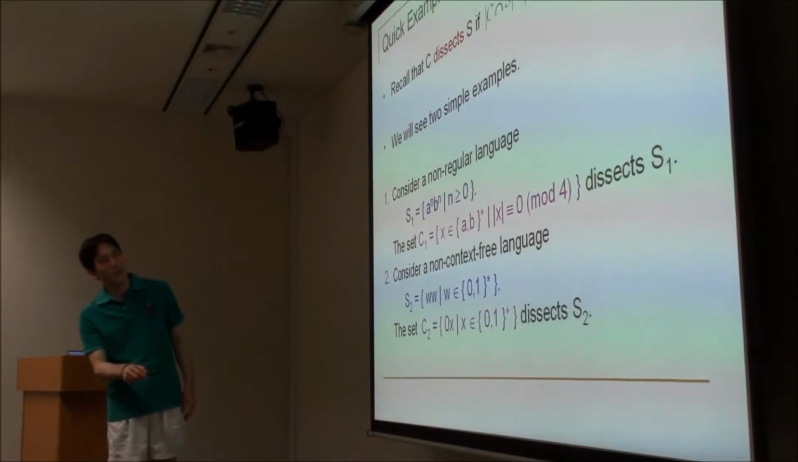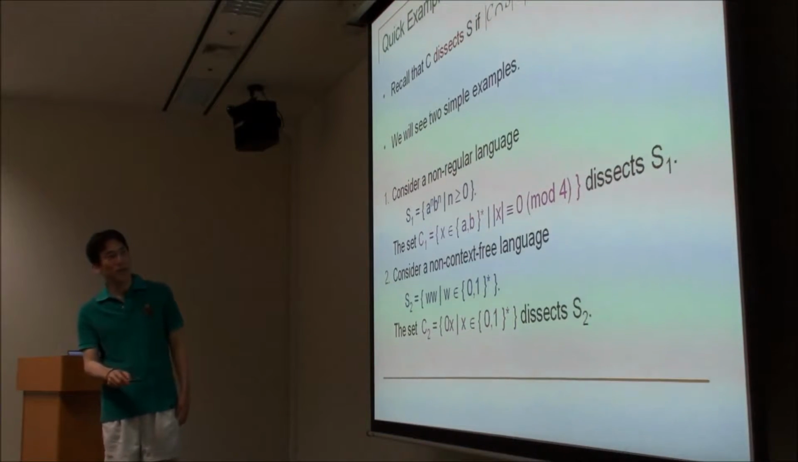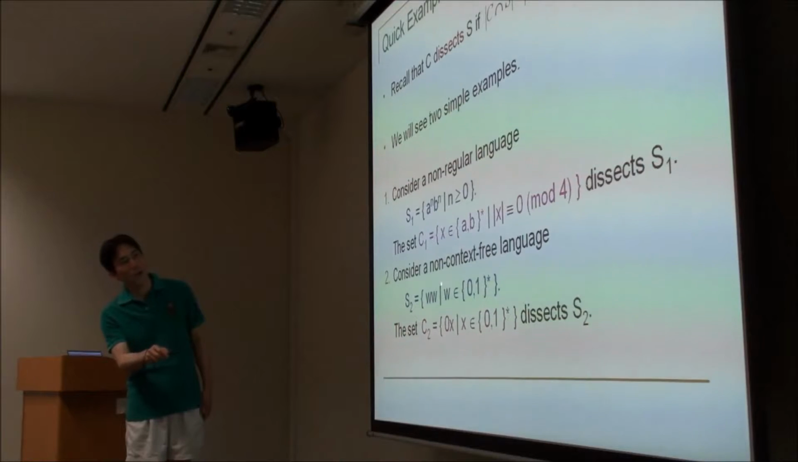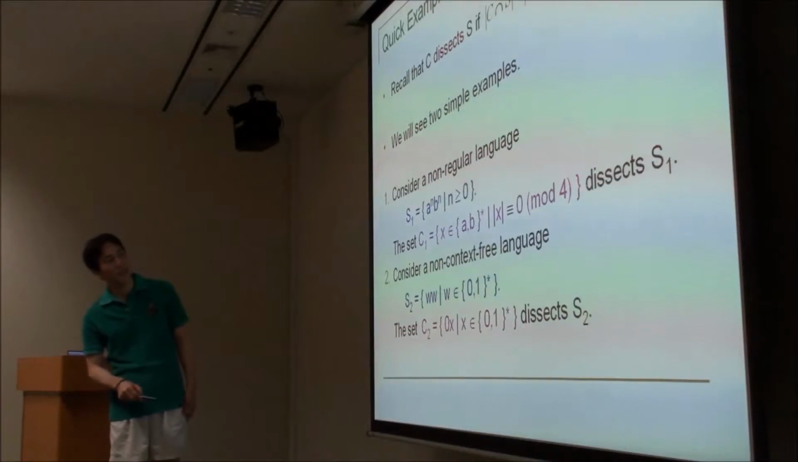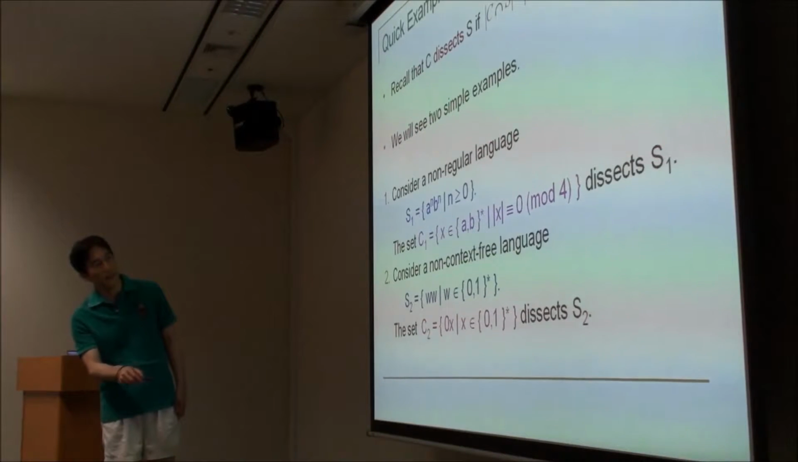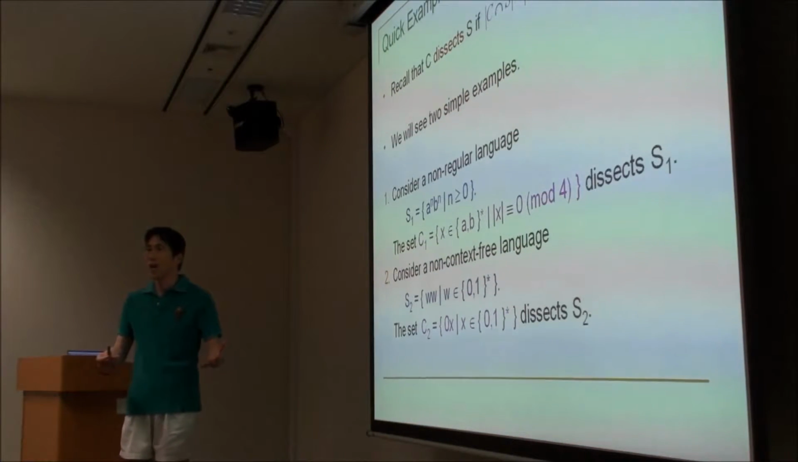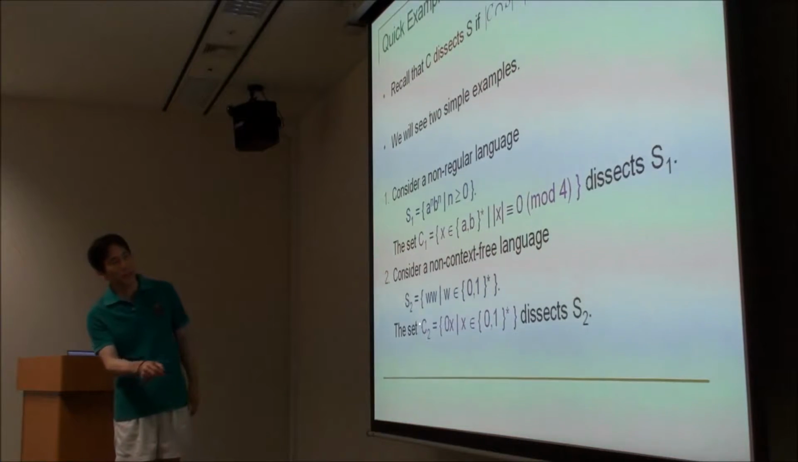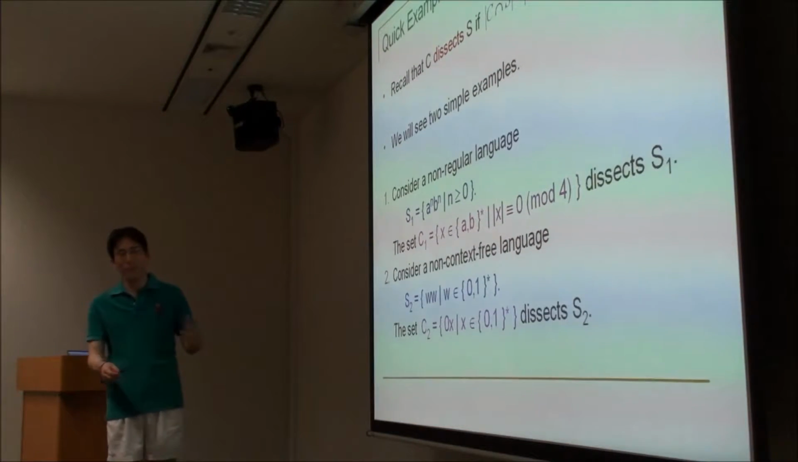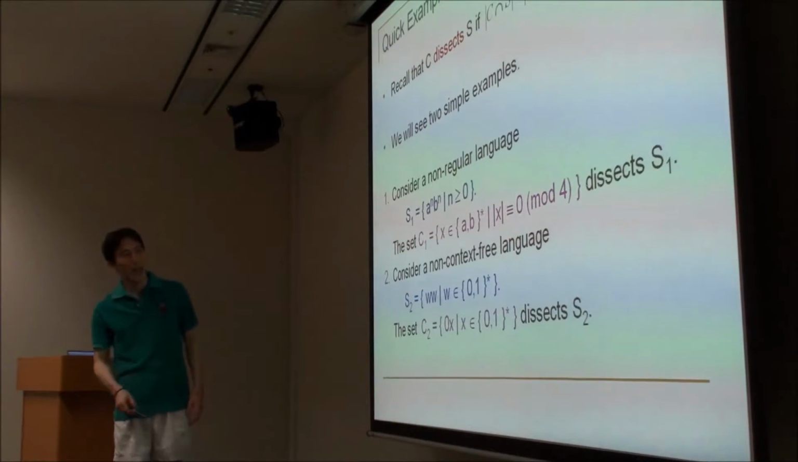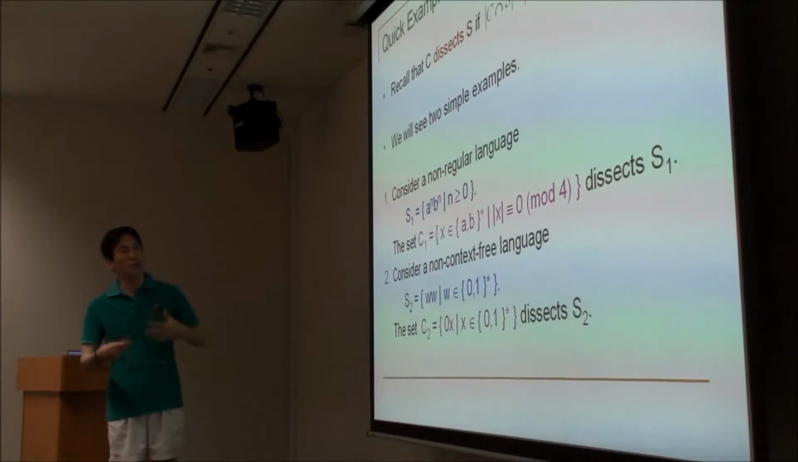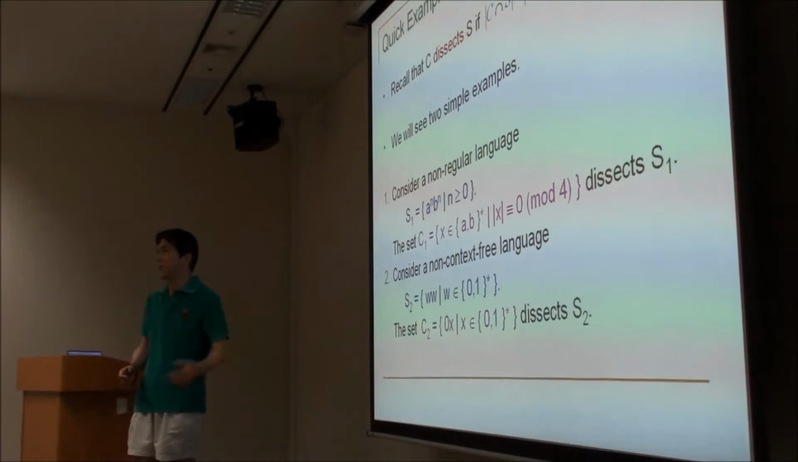Another example might be the non-context-free language WW, the strings of the form WW. Well, C1 also dissects S2, but there's another one, a much simpler one, 0x, where x is an arbitrary string. This also dissects S2. So the dissecting concept is very simple. C2 has basically no structure, but the first letter 0 contributes to splitting S2 into two infinite portions.